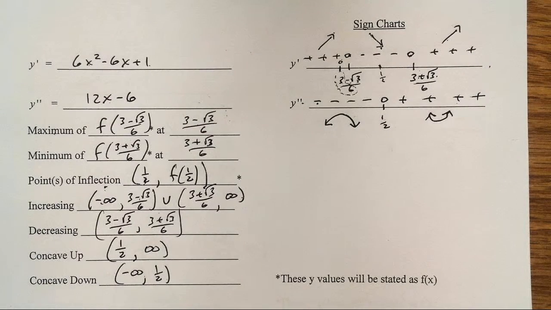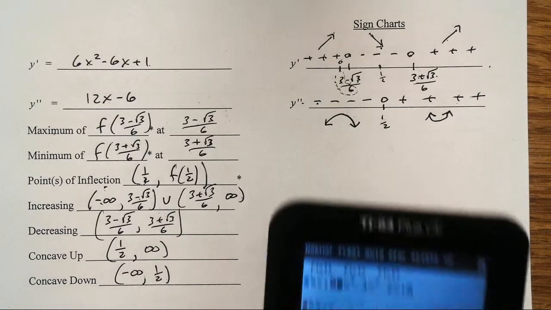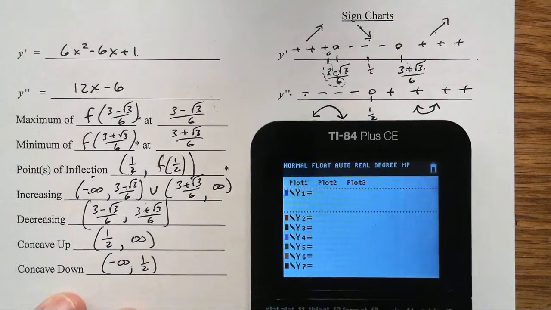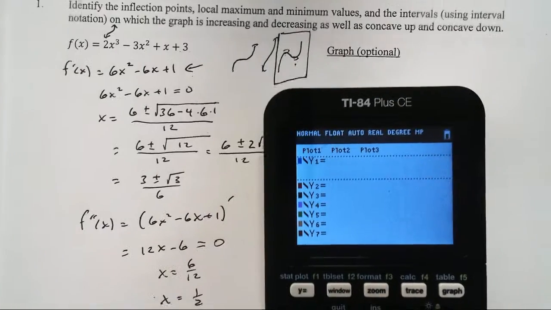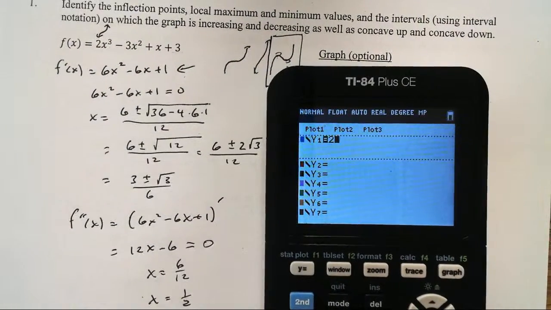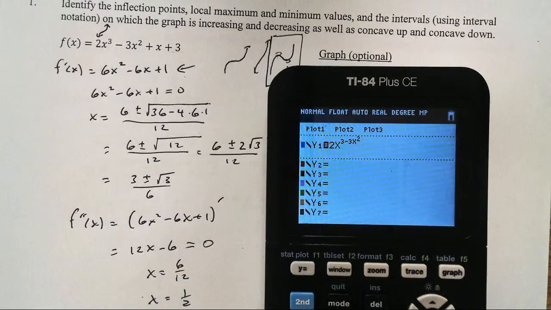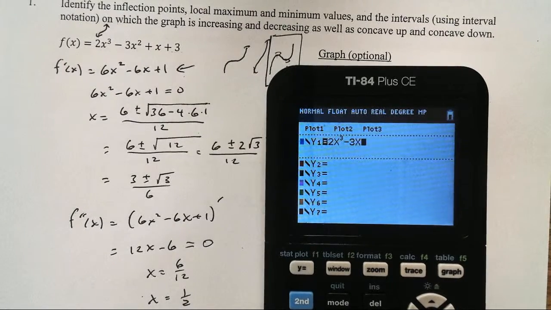I know that's fast, but you can go back and take a look again. I'm going to go in here. Let's go ahead and clear this. Let's graph this guy and get some confirmation of this. So we'll come back up to our original. 2x to the third minus 3x squared. Whoops, I do that a lot. 2x to the third, step out of there, minus 3x squared plus x plus 3.